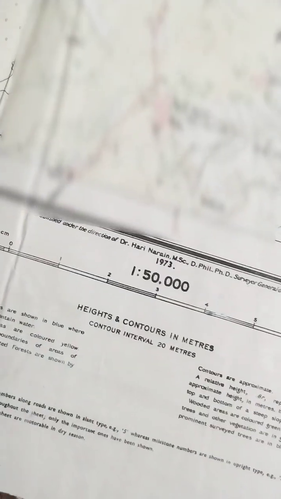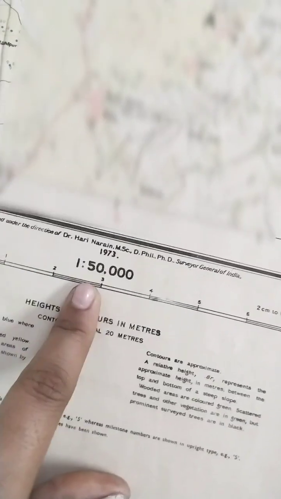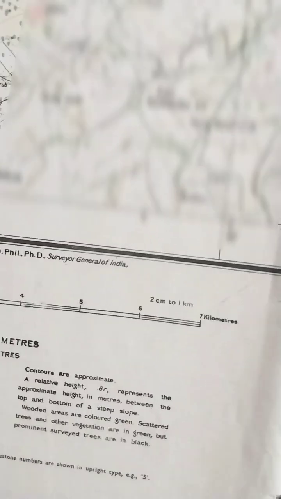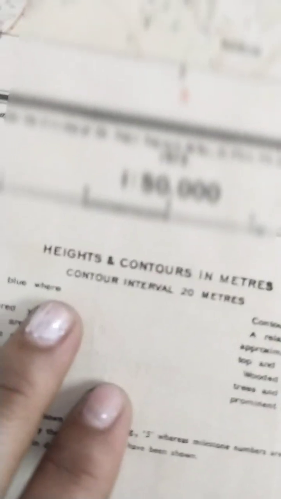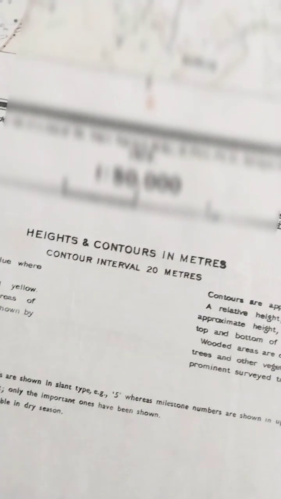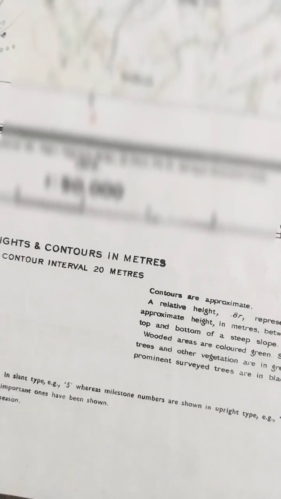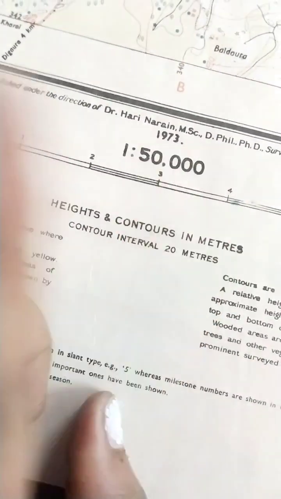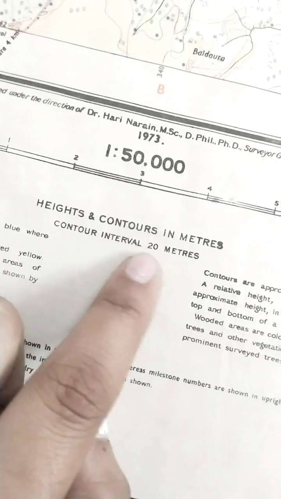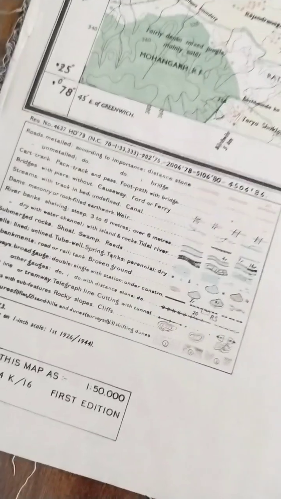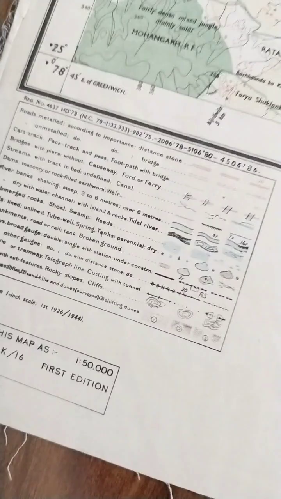Then we know about the scale. What is the scale of this map? This map is made up of 1:50,000 scale. This is also called RF, representative fraction. Now the difference of contour interval: when you give your viva, mostly the examiner asks what the contour interval is. It's given here: heights and contours are in meters, and the contour interval is 20 meters. This is another symbol.